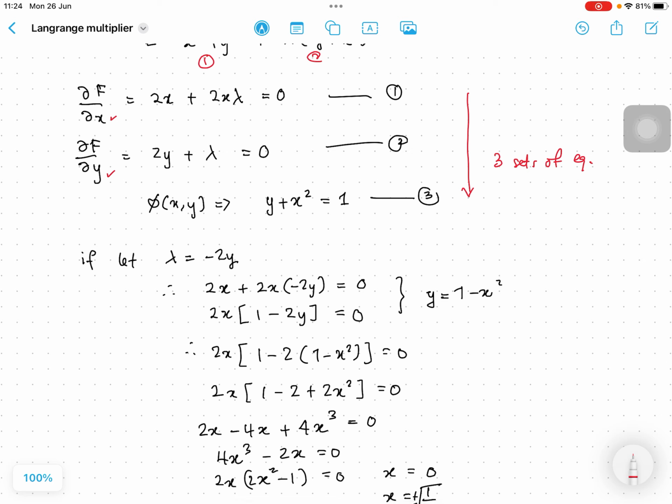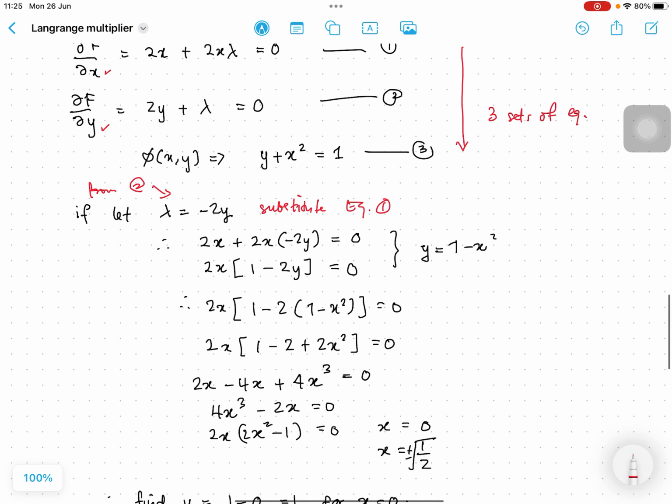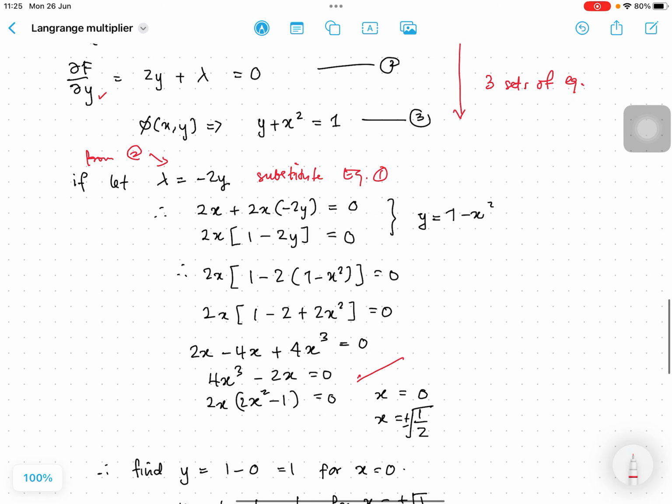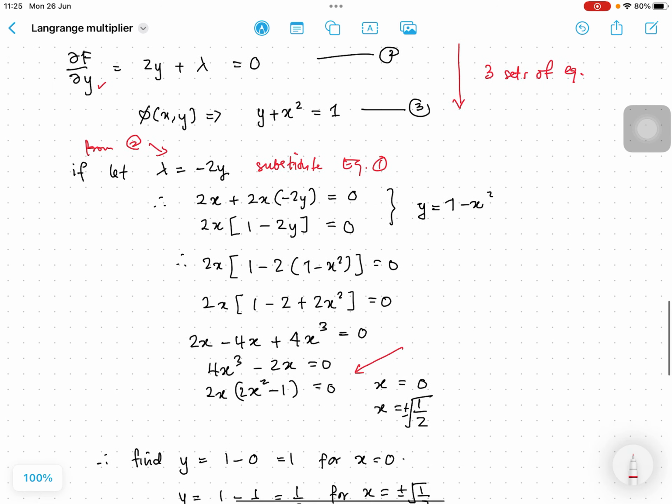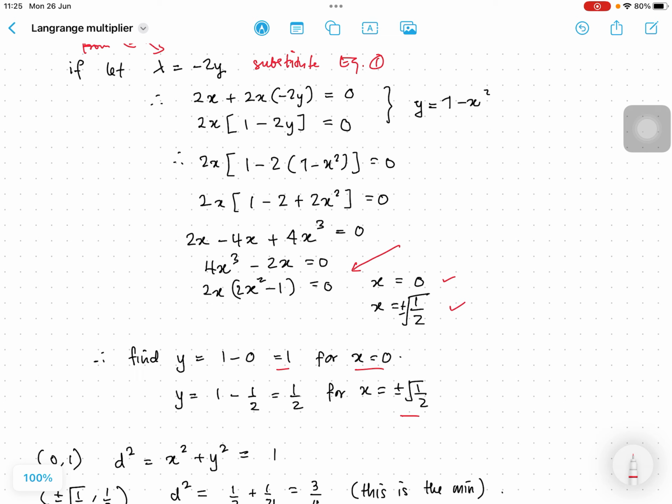You're going to solve all these three equations to find a point x and y. For example, from equation 2, I take lambda equals minus 2y. Then I substitute in equation 1, and after I did it, I arrive at this point. Then you can see either your x equals 0 or your x equals plus or minus square root of half, just by factorizing. And then you can find the y for each x. If your x is 0, your y is 1. If your x is plus or minus square root half, your y is half.